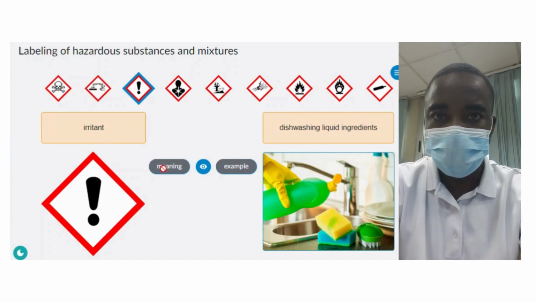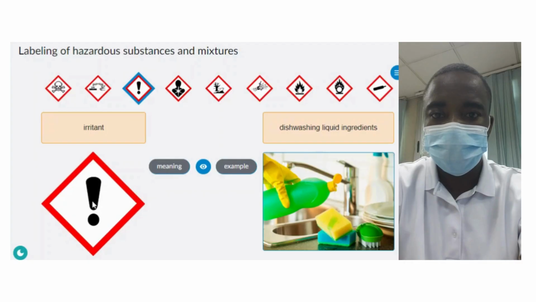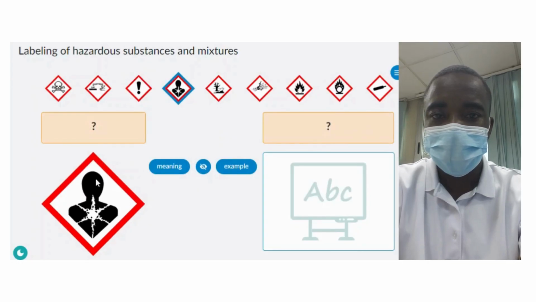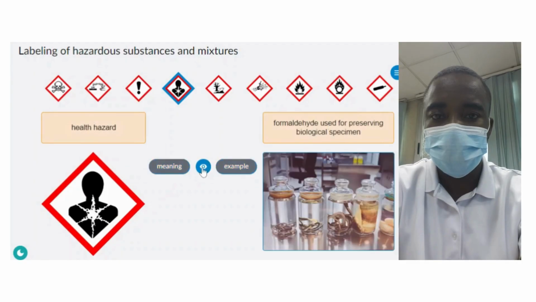The simulation provides an interactive platform where students can actively engage with the concept of hazardous substances and mixtures. By exploring different types of hazardous materials and their properties, students can gain a deeper understanding of the risks associated with these substances and the importance of safety protocols. This hands-on approach helps students grasp the complex and critical world of hazardous materials management.